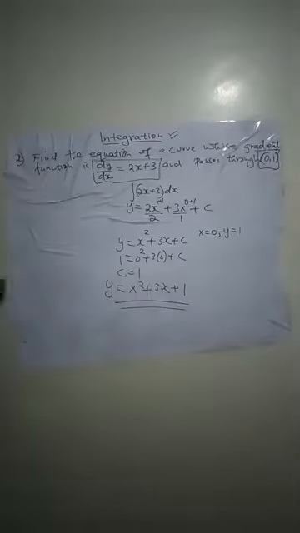So you notice in that case now we have the value of c. We don't leave it as such. But instead, since we have one of the points where the curve passes through, then you need to replace the values of x and y to get the value of c, which is 1. And that is how you find the equation of a curve given a gradient function and one of the points where the curve passes through.